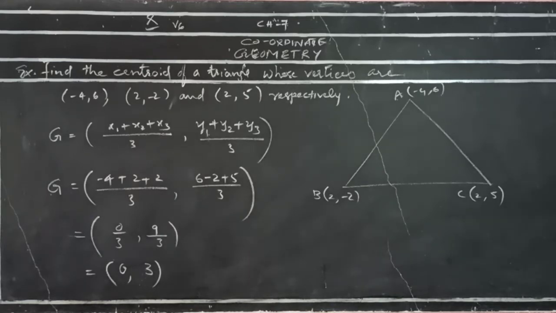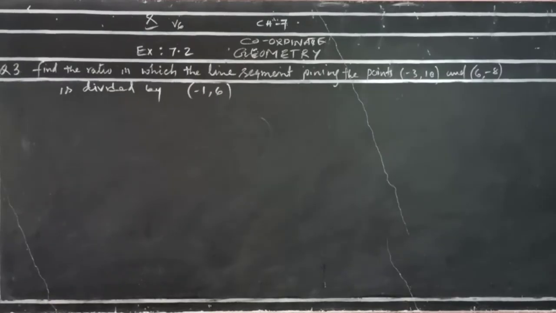The centroid of the triangle whose vertices are the ordered pairs (-4, 6), (2, -2) and (2, 5) means the centroid is the ordered pair (0, 3). Children, let us take the questions from exercise 7.2. In that, the third question is the first question; the second question you can do easily because it is asking for the point internally. Now the question 3: find the ratio.